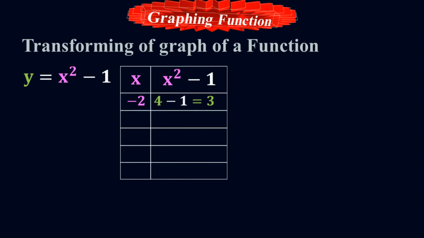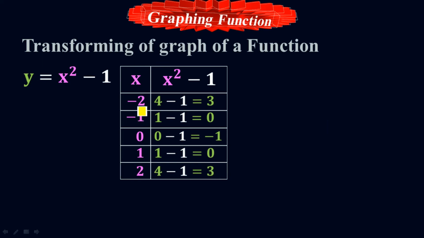By putting x equals negative 1, my y value will be 0 because negative 1 to the square is positive 1. Positive 1 minus 1 equals 0. By putting x equals 0, my y value will be negative 1 because 0 to the square is 0. 0 minus 1 is minus 1. When I substitute x equals positive 1, 1 to the square is 1, so 1 minus 1 will be 0. By putting x equals 2, 2 to the 2 is 4, 4 minus 1 equals 3.